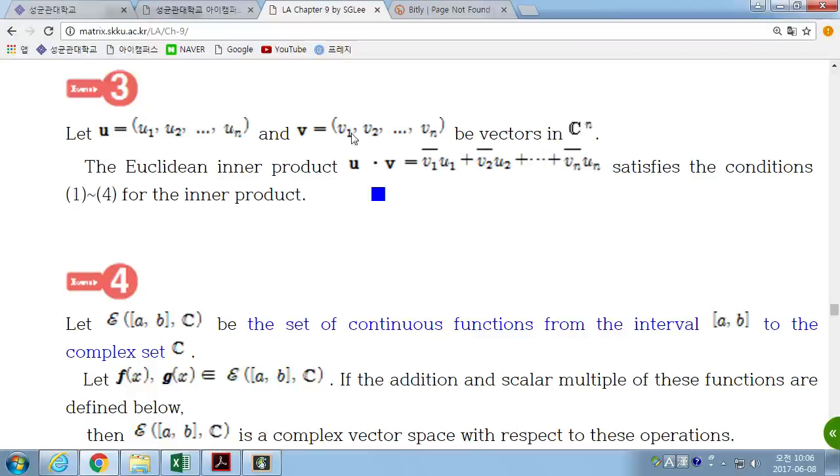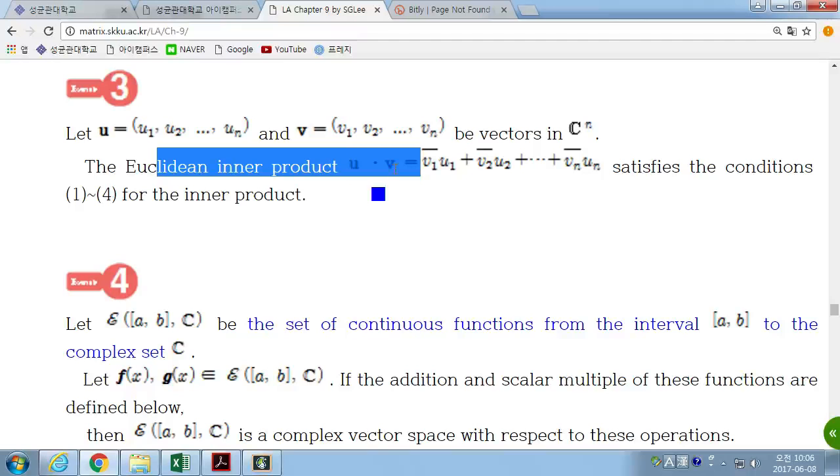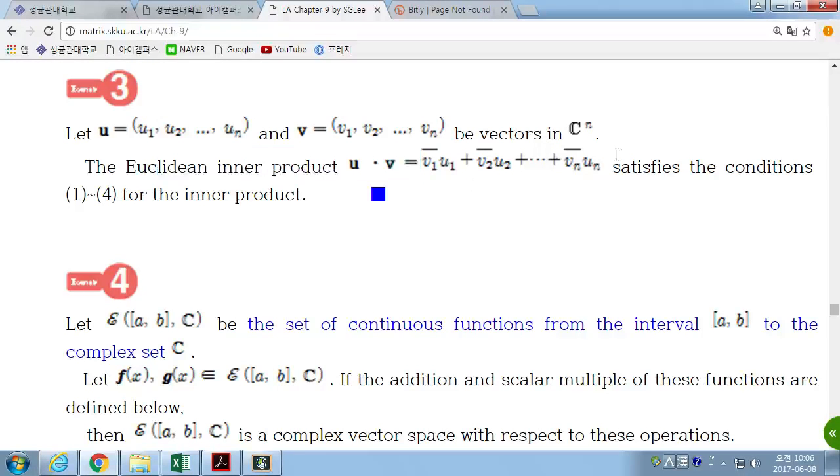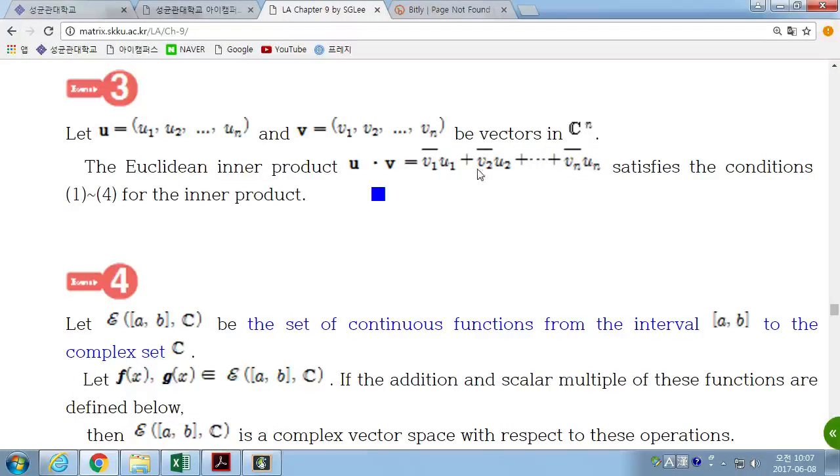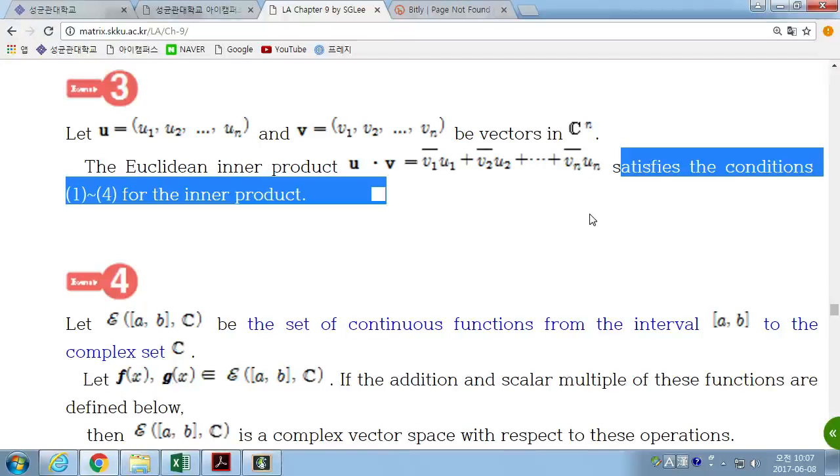If U and V are vectors in Cn, then the Euclidean inner product for vectors in Cn can be defined in this way. This is the inner product of U and V: the conjugate transpose, V star times U. This satisfies all the conditions for an inner product on a complex vector space.